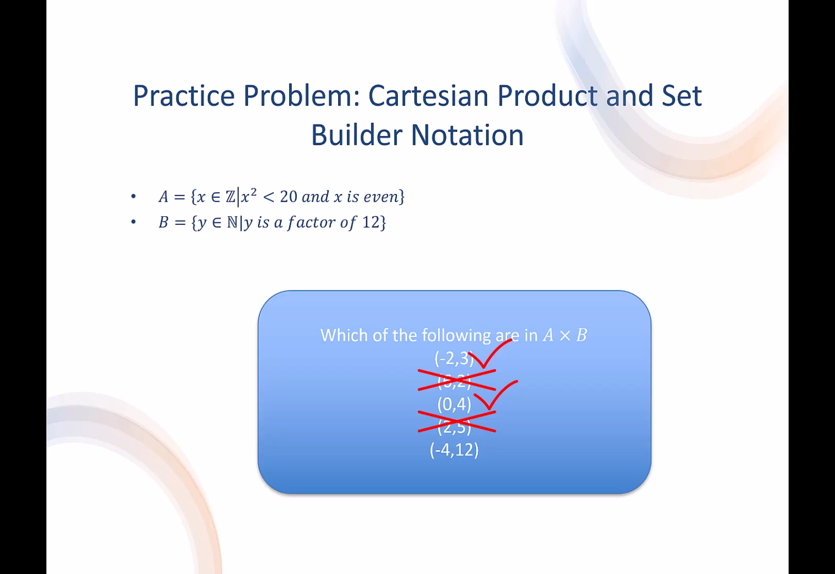And then our last one, I have negative 4, 12. Well, negative 4 again is even. Negative 4 squared is 16, that's great, it's less than 20. That says negative 4 is in A. 12 is a factor of itself, so negative 4, 12 is also an ordered pair that belongs to A times B.